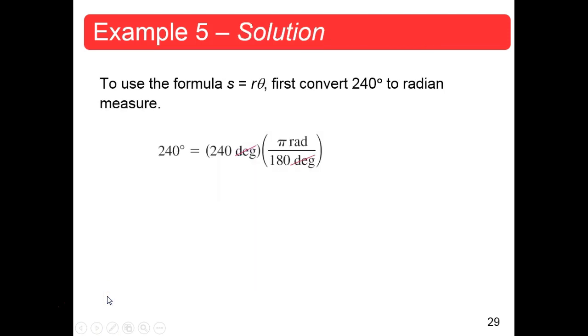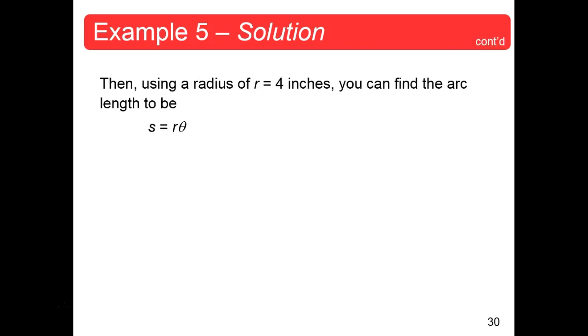Oh, they went to a new slide anyway. The first thing they did, because the formula you want to use only works for radian measurement, was get the degrees to radians, just like we did, and that gave them 4/3 pi radians. And the s = r theta would be 4 times 4/3. So that's about 16.76 inches.